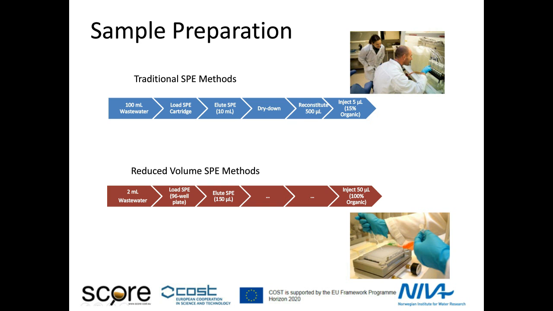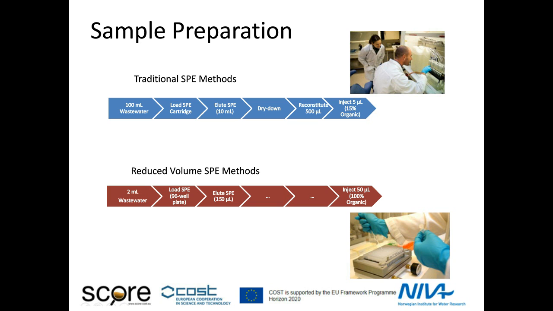So it's a pretty inefficient way of doing it. So I've started to look at the red trace along the bottom. I start with a 2 ml wastewater sample. I load that onto a 96 well plate, an Oasis HLB micro extraction plate. 2 mL is more than enough.